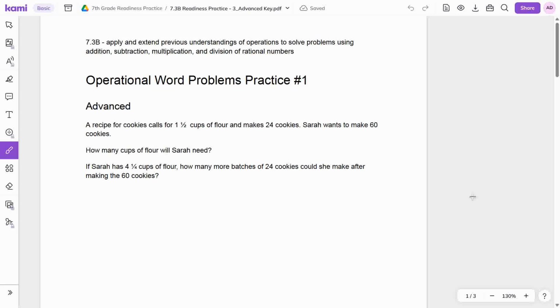Today we are looking at the 7th grade concept of operational word problems. This is 7.3b Readiness Practice, the advanced version.